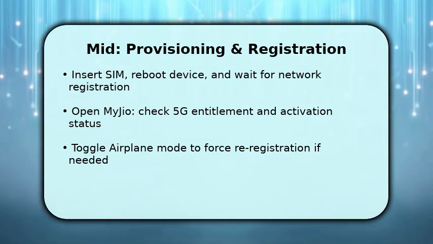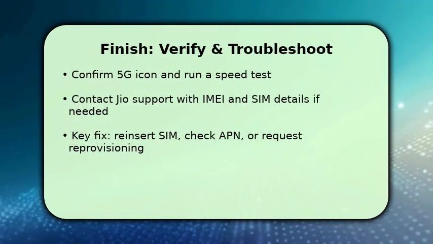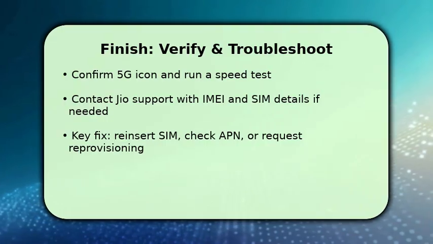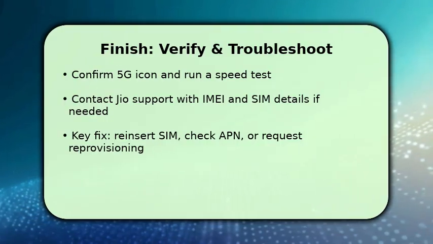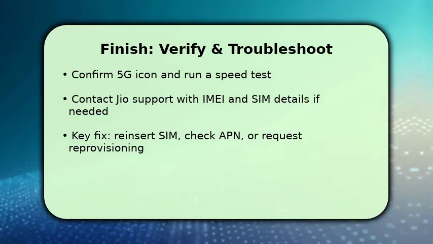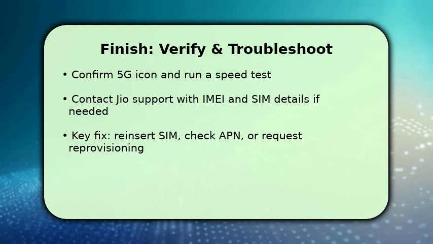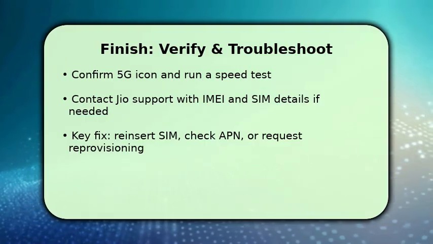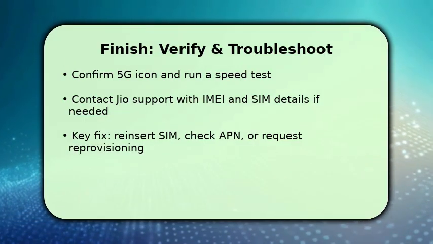Finish by confirming the 5G icon appears and run a speed test to validate performance. This confirms both radio and data plane are active. If 5G still fails, gather IMEI and SIM ICCID and contact Jio support for reprovisioning. They can push profile updates.